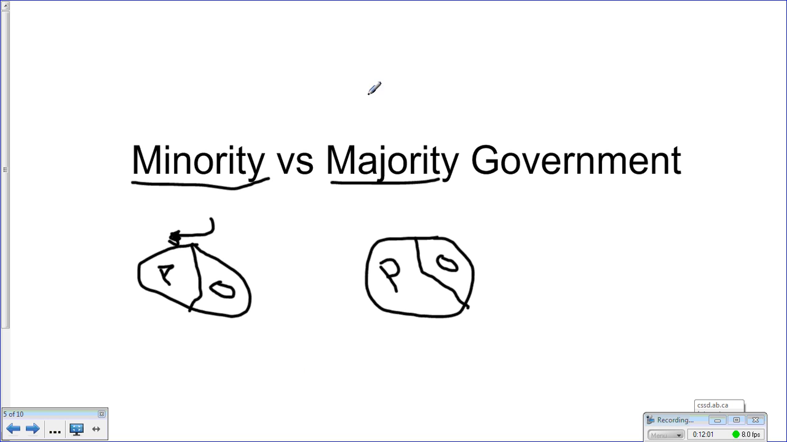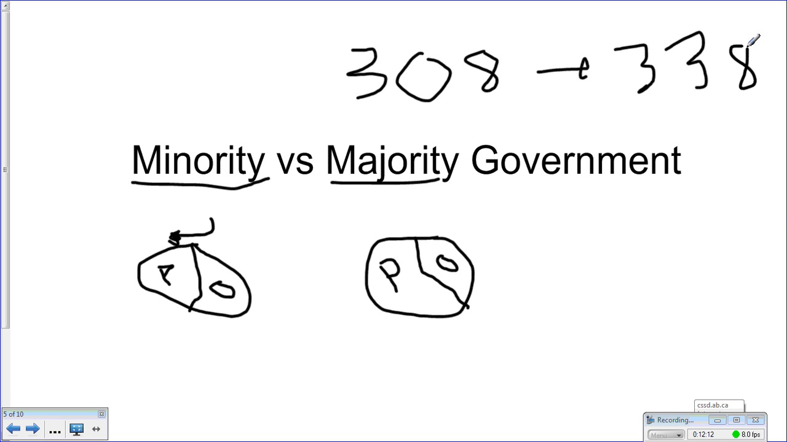Right now, in government, there's 308 seats. Next election, there will be 338 seats. So they're adding 30 seats just to better represent the people. Based on population, they decided that it was time to increase the seats.